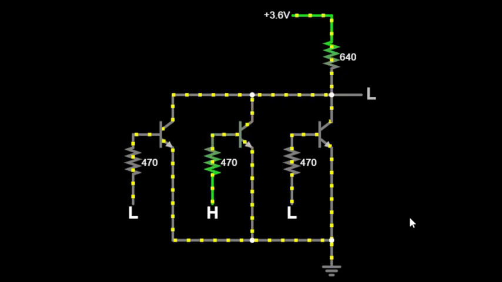And here you can also see the design: we simply place the three transistors like this, with the emitters directly connected to the ground, and the collector pins become common and connect with the resistors and the output. And this is directly connected to 3.6 volts or any DC voltage.